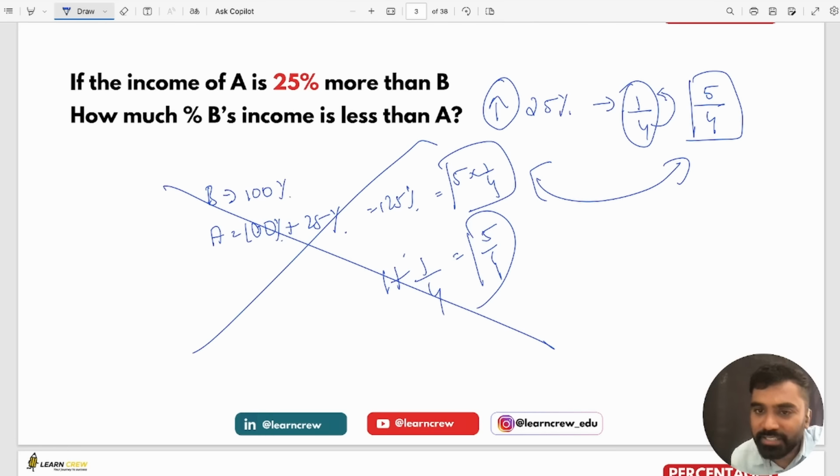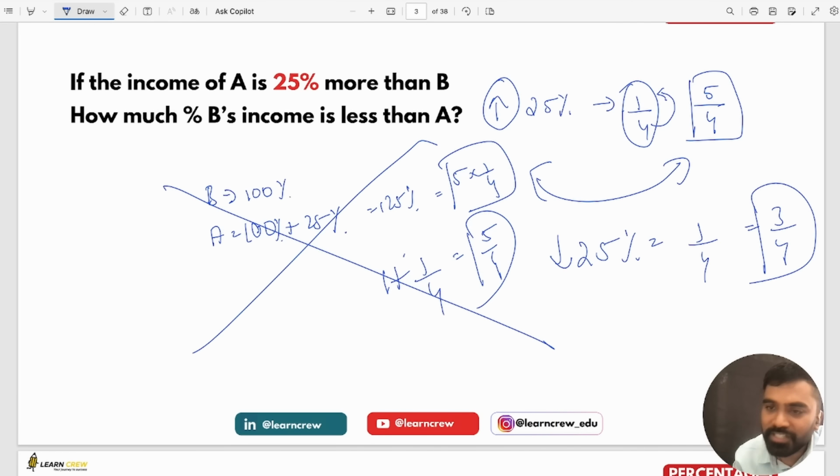What if it is decreasing? Don't worry, 25% decreasing means 1 by 4, and decreasing means 4 minus 1, that is nothing but 3 by 4. That's all done. One question, multiple logics. Great. Now what should I do?